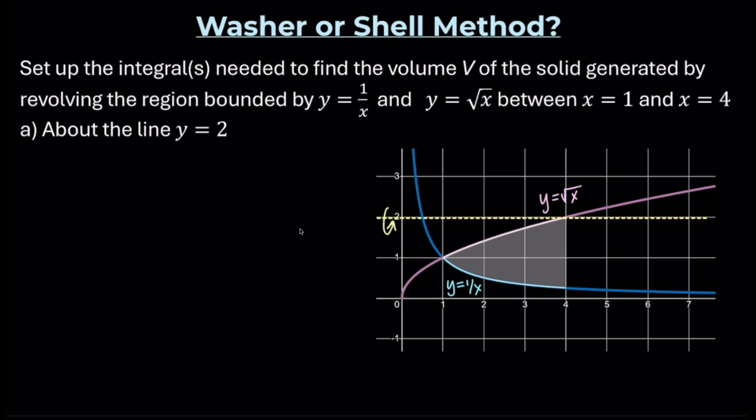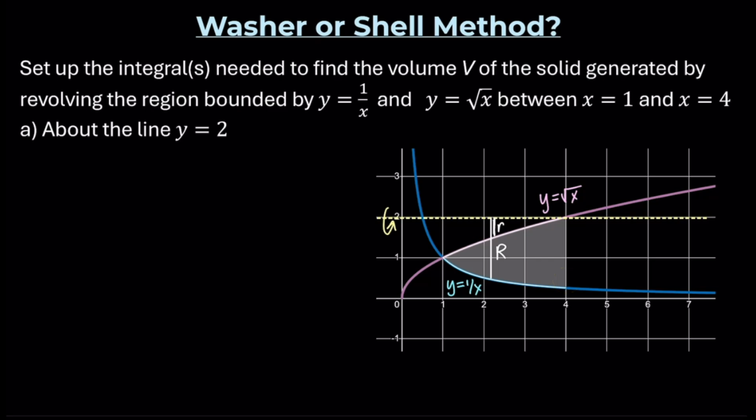If I start from the axis of rotation to find my big radius, and then from the axis of rotation to my closer function to find my smaller radius, little r, over the entire interval from 1 to 4, that big radius is always going to be the same, and then that small radius is always going to be the same. So over the entire region, the top function and the bottom function stay consistent.